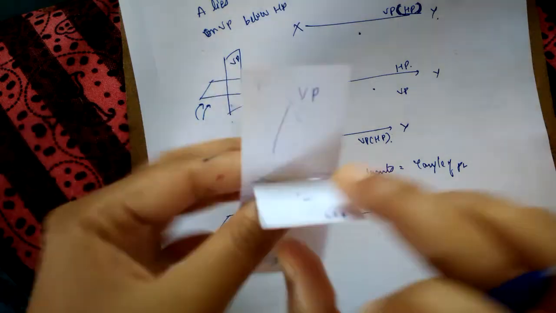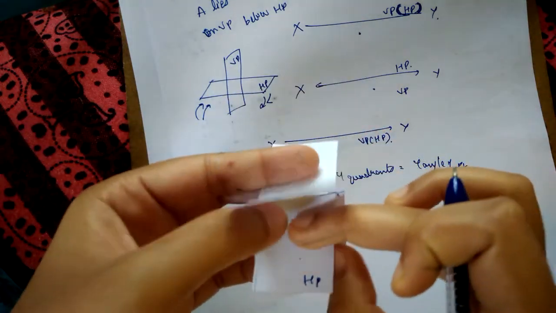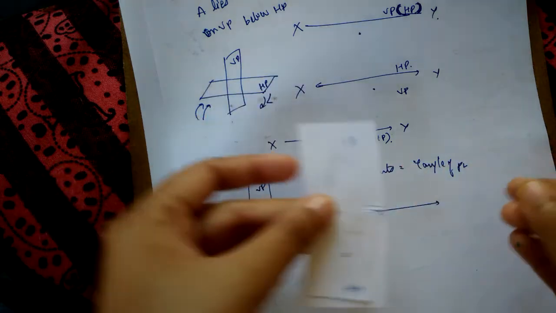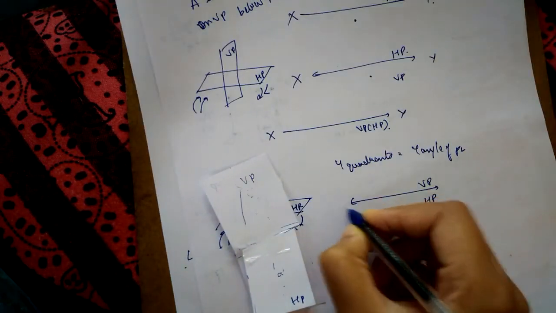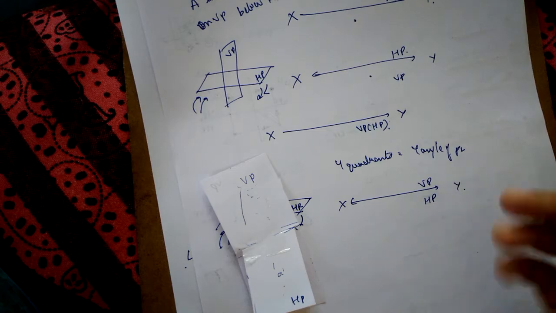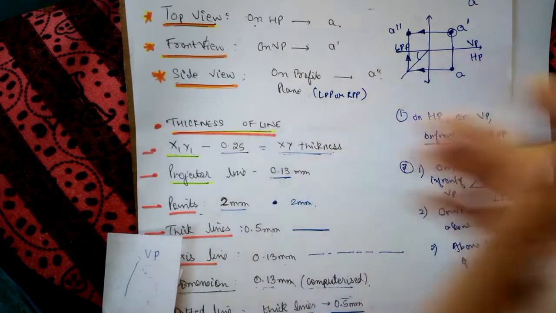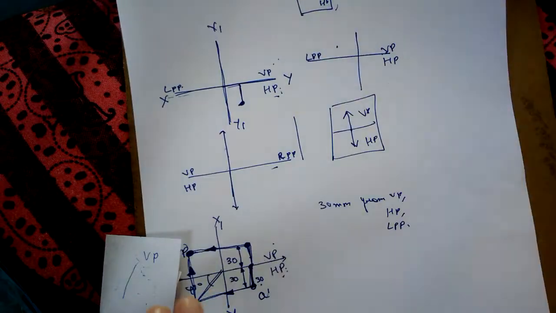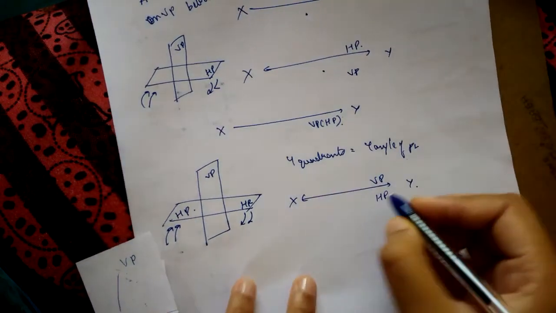Always remember this 3D view. VP will be above, HP will be down. This HP will come down and you'll get a flat thing like this. You have to just copy it down. VP, HP. The line which is separating them is known as XY line, whose thickness I have told you in the previous video would be 0.25 millimeter, which is very necessary to remember as it is very important for the questions.